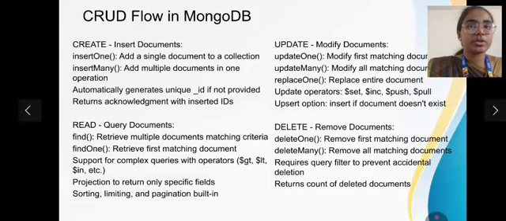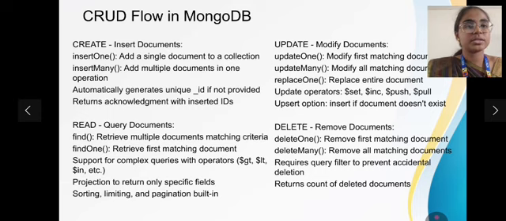CRUD flow in MongoDB. CRUD refers to create, read, update and delete. Create: insert documents with insertOne and insertMany, which insert a single document or multiple documents into a collection in one operation. Read: reads documents through find and findOne. Find retrieves multiple documents matching criteria, and findOne retrieves the first matching document. Update modifies documents. updateOne modifies the first matching document. updateMany modifies all matching documents.